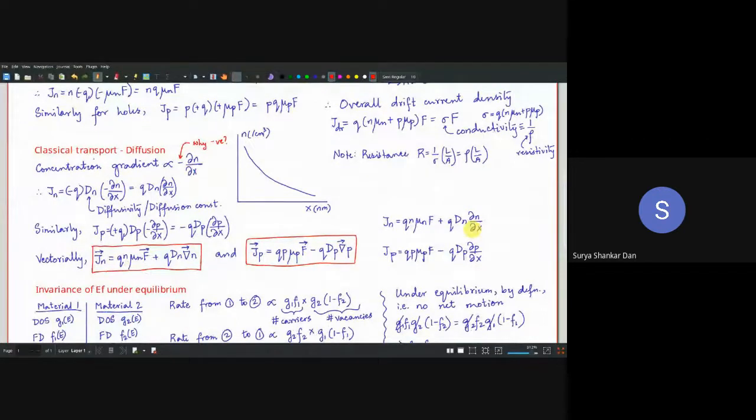Okay, now we come to the second. Any question, anyone? Akash? Sir, if we dope the material, Yeah, very good. impurity scattering will increase, right?